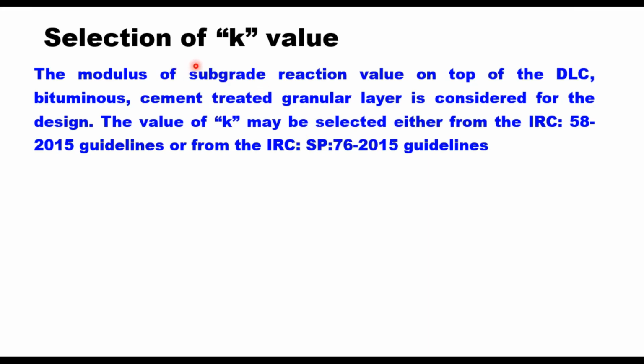Another important consideration in design of pavement is K value, and this modulus of subgrade reaction value on top of DLC or bituminous pavement or cement-treated layer is considered for the design. The value of K may be selected either from IRC 58 guidelines or as per IRC SP 76 guidelines. Now this code is for design of rigid pavements and this is for white topping. And I have uploaded videos on both of these types of pavements. You can refer how to select K value as per these two IRC codes.